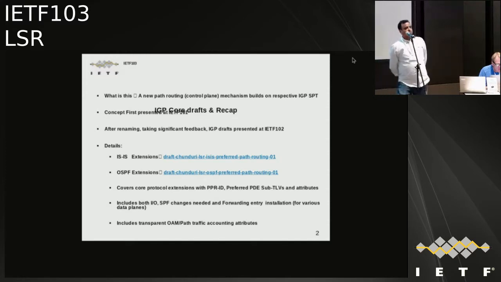The extensions are discussed in a separate draft because the draft is getting bloated. It's 20 pages. Then we put in 2 drafts separately because OSPF contains OSPFv2 and v3. There are so many encodings, so we split it up into 2 documents. It covers the core protocol extensions, the PPR ID, that's a forwarding identifier, and the path description sub-TLV, and the attributes, optional attributes. That's the key for this extension.